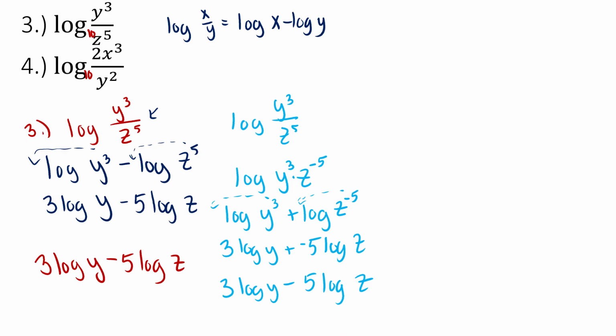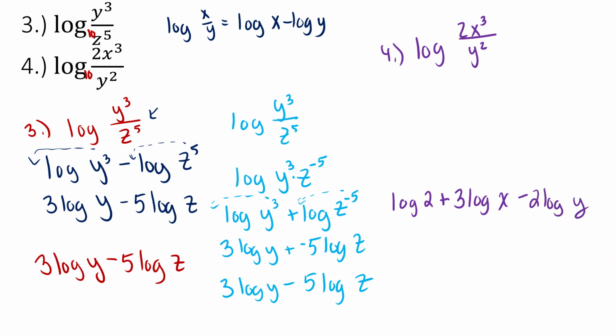Number 4. We've got something here, log of 2x to the third over y squared. So again, I can do this in one step. So I'm going to have log of 2 because the 2 is in the numerator. This will be plus 3 log x because x to the third was in the numerator, minus, because the next thing is in the denominator, 2 log y. And no questions asked, you can absolutely do it that way in one step.